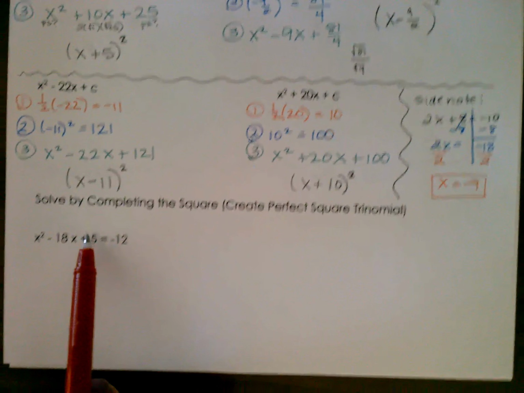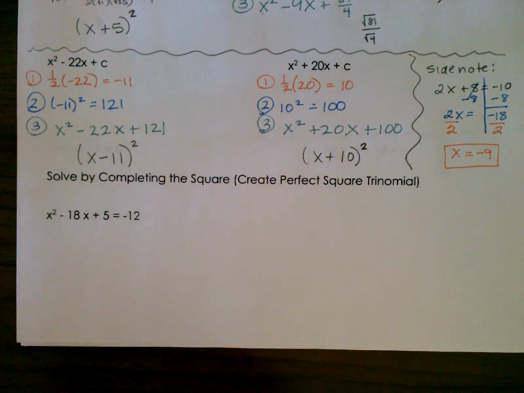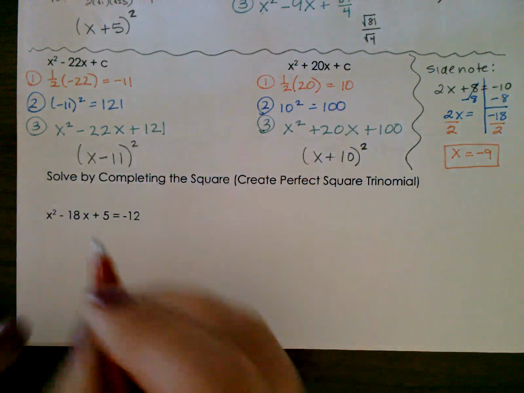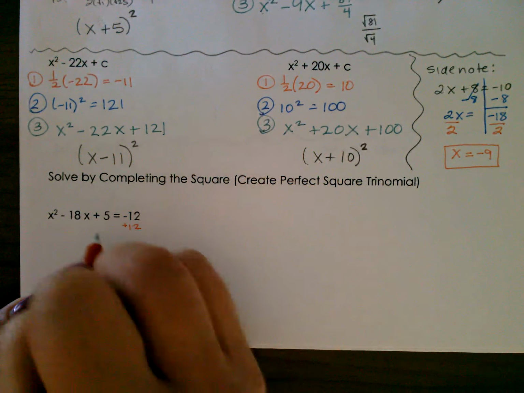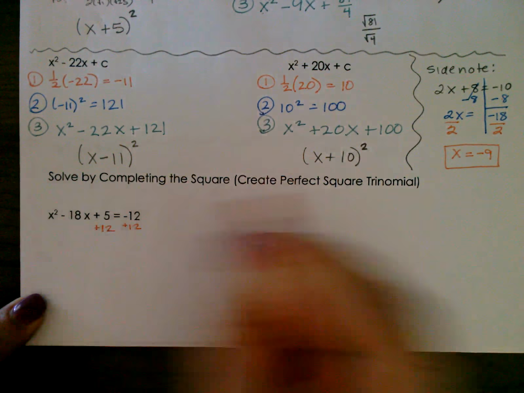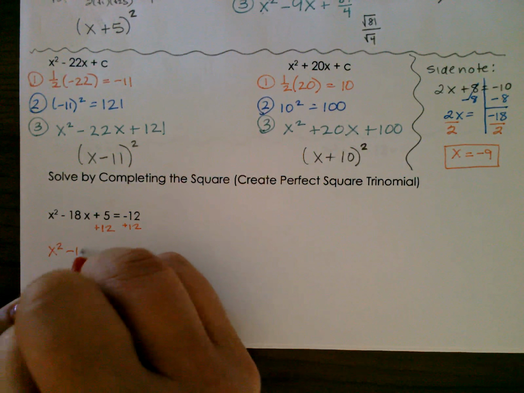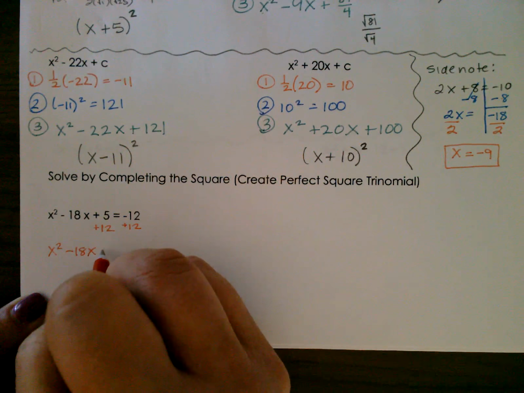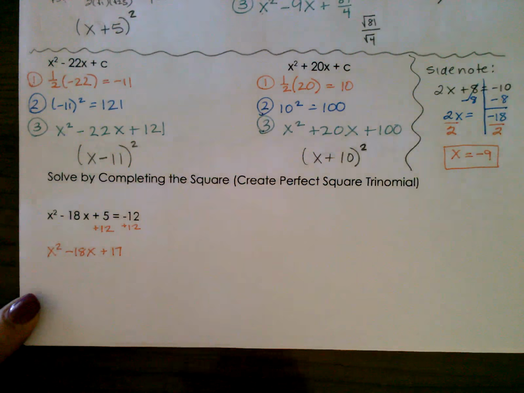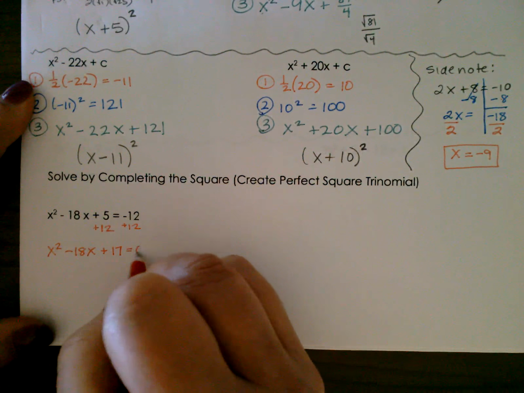When we had this problem in our last unit, and I'm asking you to solve, that means we have to set it equal to 0. So I would add 12 to both sides, similar to our side note, and I would get x squared minus 18x plus 17 equals 0.